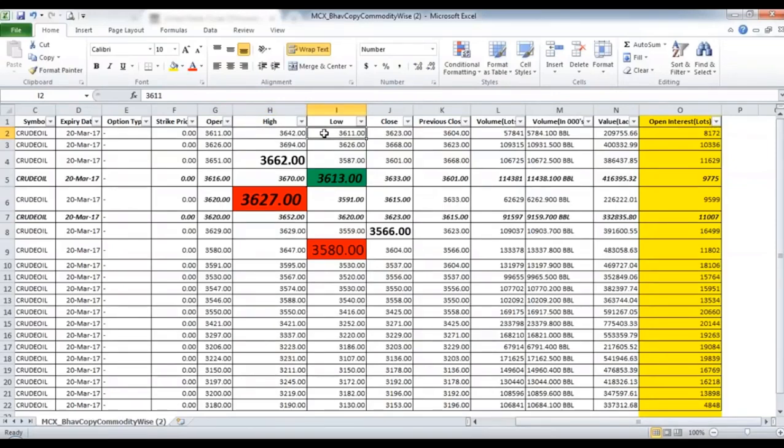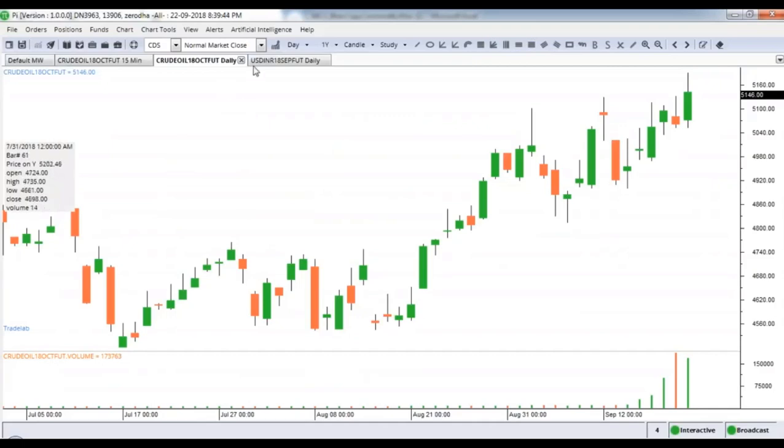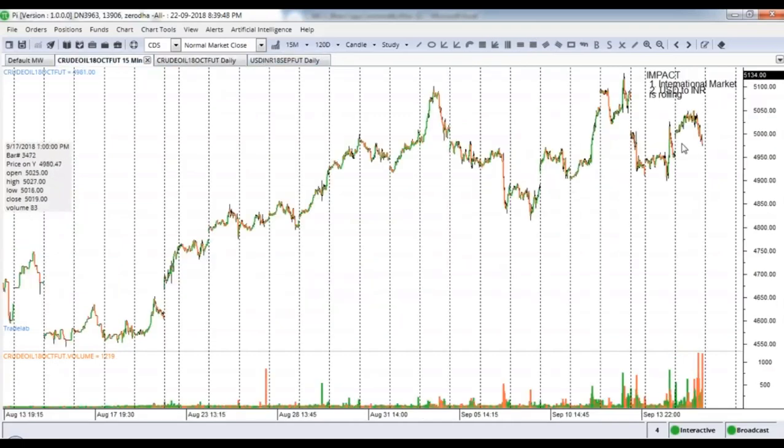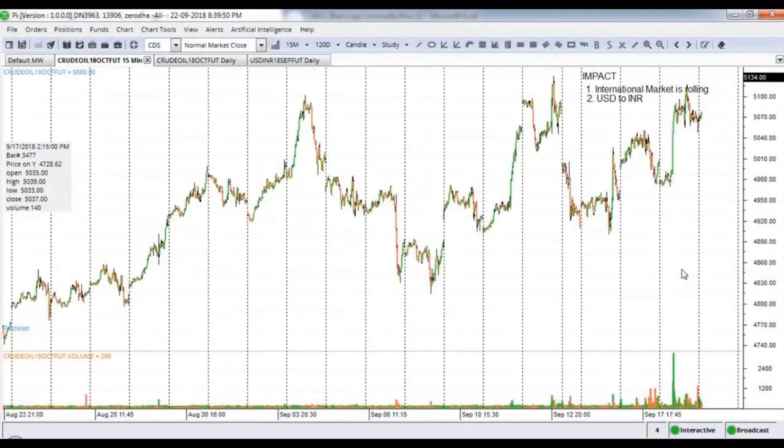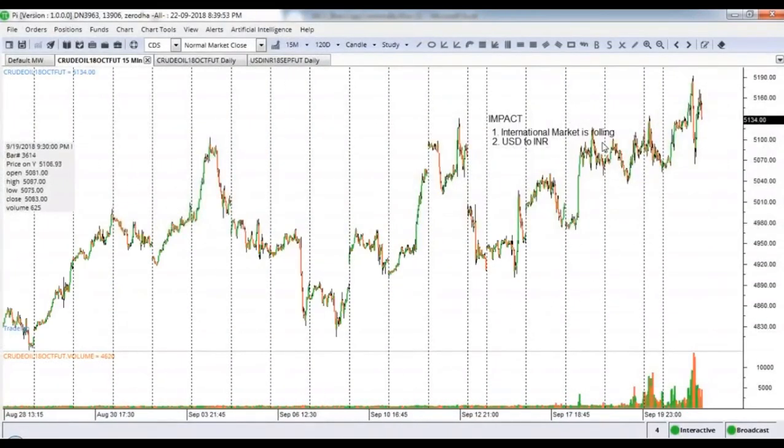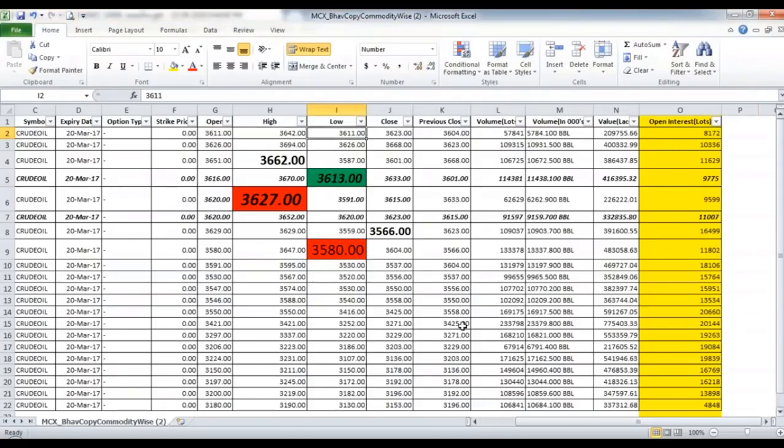And please remember there would be a slight fluctuation. It cannot be like the cash market with very clean levels, because over here there is influence, as I told you. There's influence of what all? The international market, because the international market is rolling, and the second is the USD to INR fluctuation. Make sense? Yes. Any questions on reading reports?